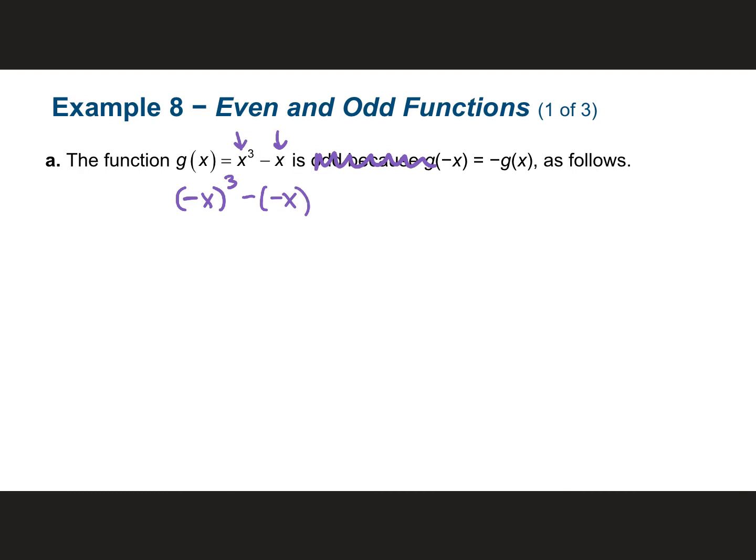So -x cubed would just be negative x cubed, because if I distribute the cube to both the negative 1 and the x, that negative 1 is going to be negative, because when you cube a negative, two negatives make a positive, but then if you multiply it by another negative, it stays negative. And then this would become plus x. So the signs change in both of our x's, so this would make it an odd function. So this is solving it algebraically.